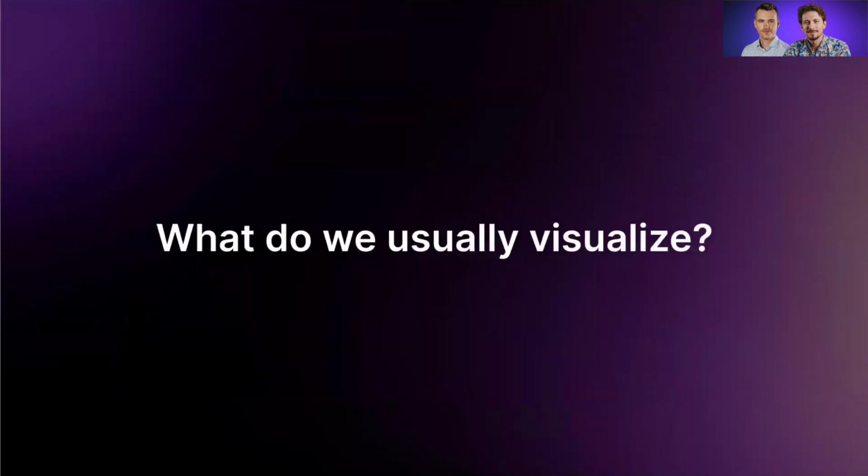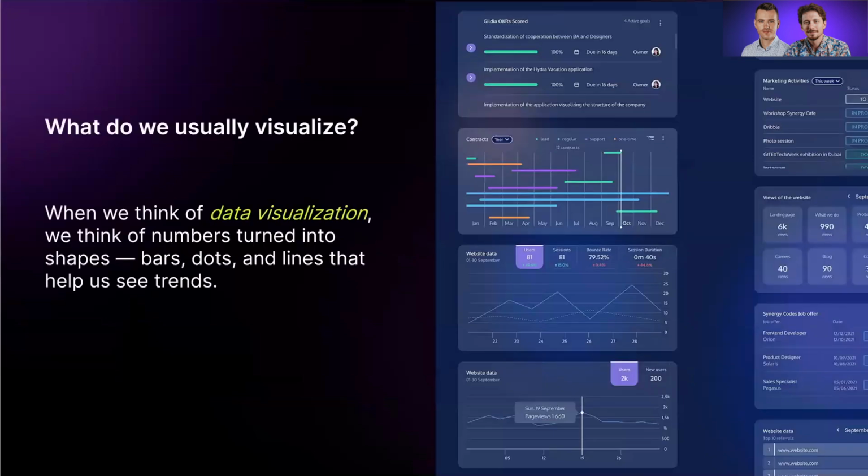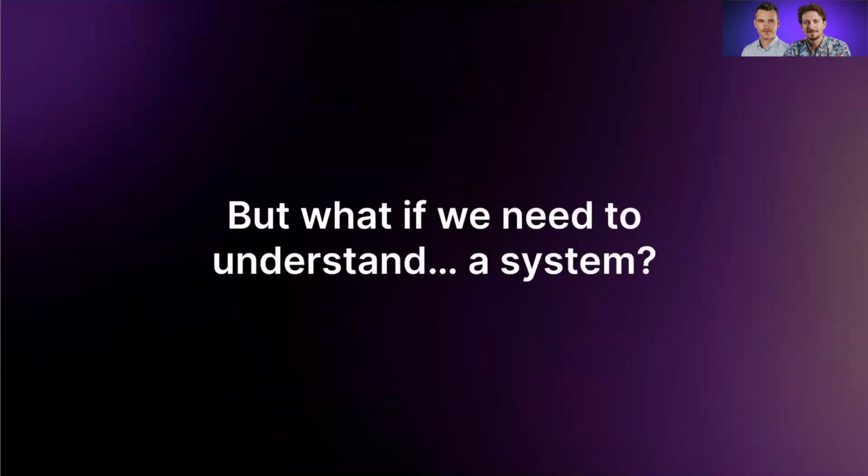Actually, at the beginning, let's think about data visualization and what do we actually visualize with data visualization. Different kinds of numbers. We just put numbers into shapes like bars, dots. We transform raw data into something human-readable. But what if we need to understand a system?